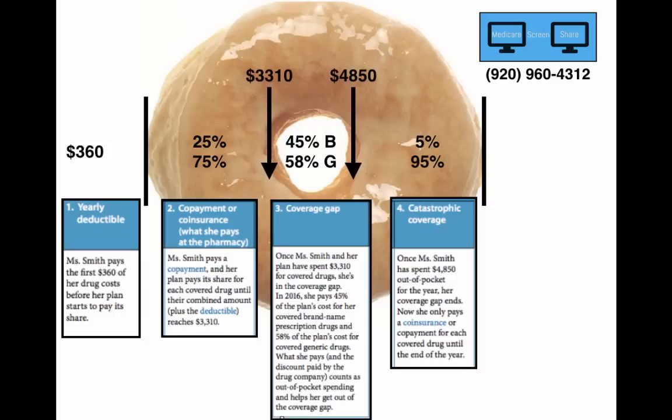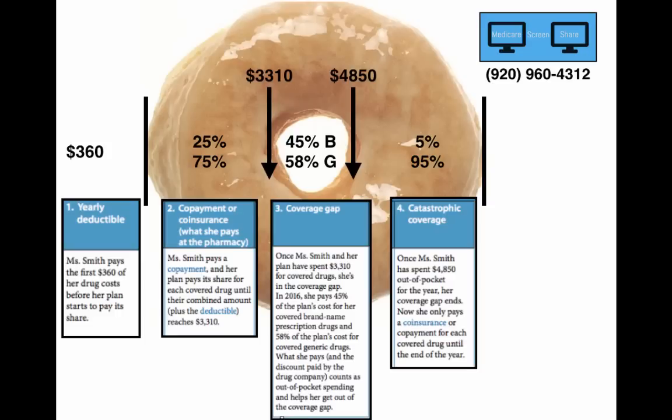A donut is used to represent how most drug plans work on Part D of Medicare. So before you can even get any coinsurance from your drug company, you need to pay a $360 yearly deductible. After that, you must pay a copayment. I use 25% in this example. So you pay 25% of the drug costs, and the prescription drug company pays 75% until you and the drug company have paid together a total of $3,310.